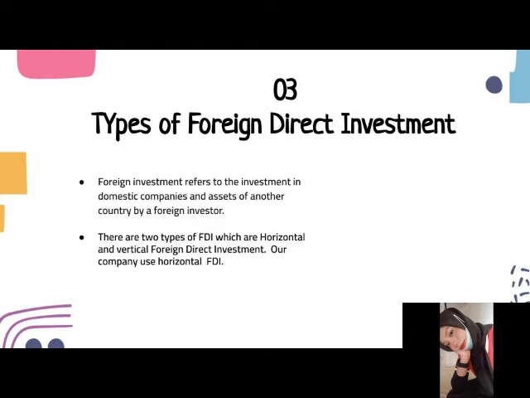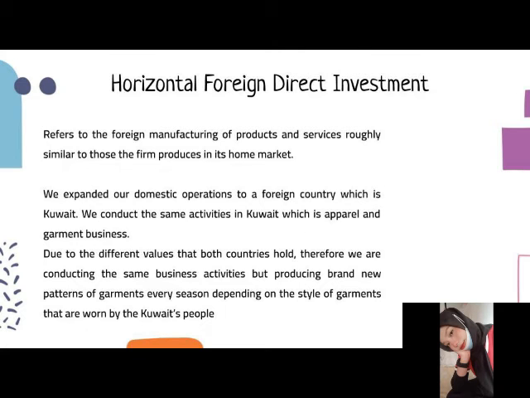So now, I'm about to talk about the types of foreign direct investment that our company used. So basically, foreign investment refers to the investment in domestic companies and assets of another country by a foreign investor. There are 2 types of foreign direct investment, which are horizontal and vertical foreign direct investment. Our company used horizontal foreign direct investment. Horizontal foreign direct investment is where funds are invested abroad in the same industry. In other words, a business invests in a foreign firm that produces similar goods.